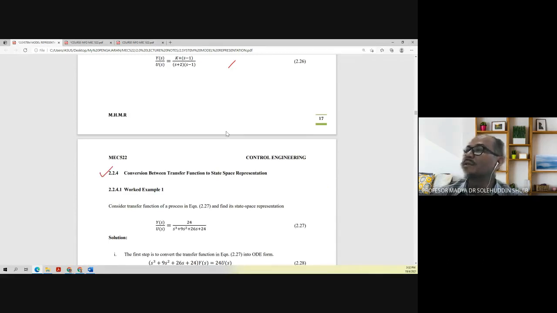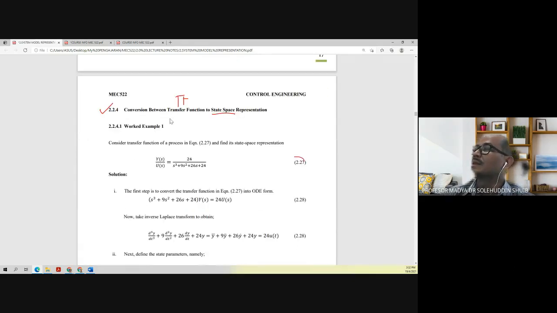Equation 2.24 is the conversion from transfer function to state representation. This is how we can convert the transfer function we obtained to state space. We have this equation: 24 divided by s cubed plus 9s squared plus 26s plus 24. First, we need to convert this equation into an ODE, an ordinary differential equation.